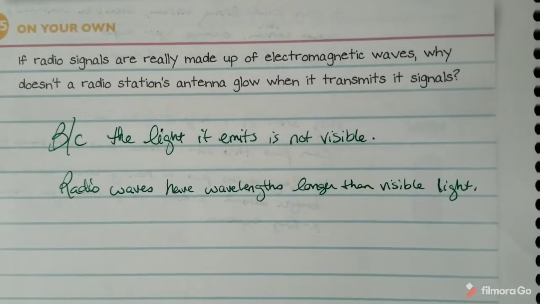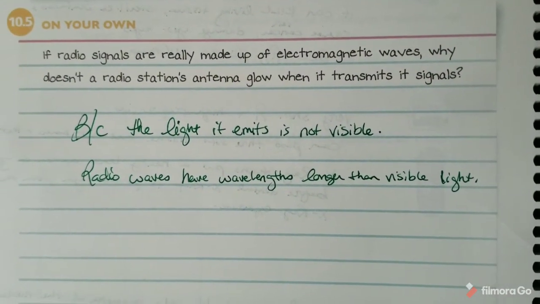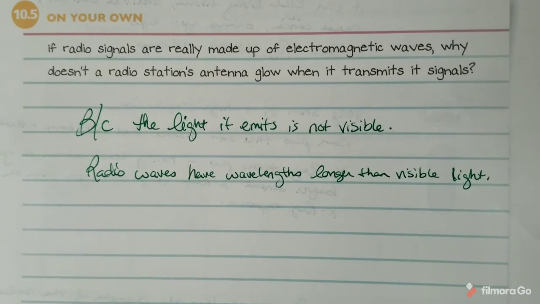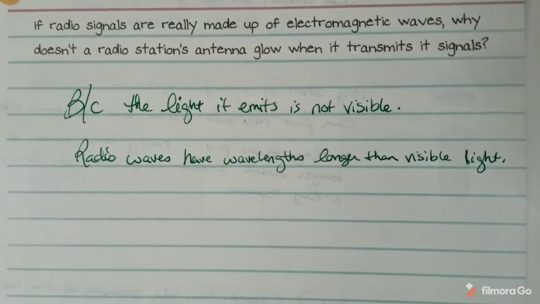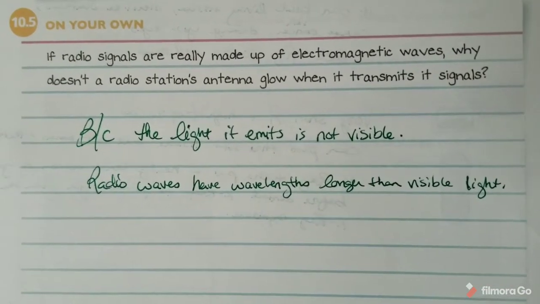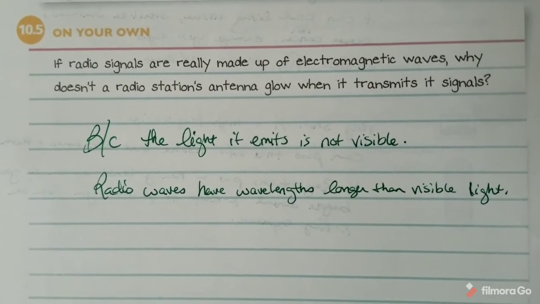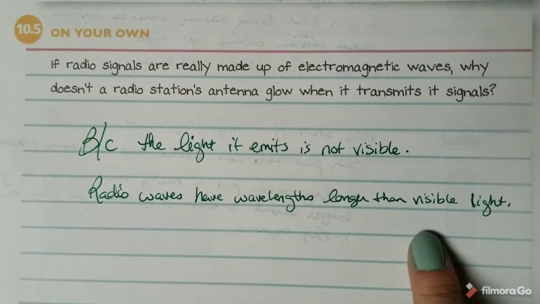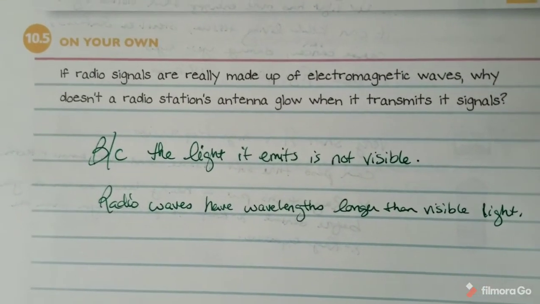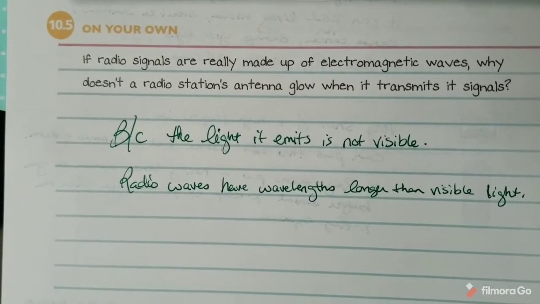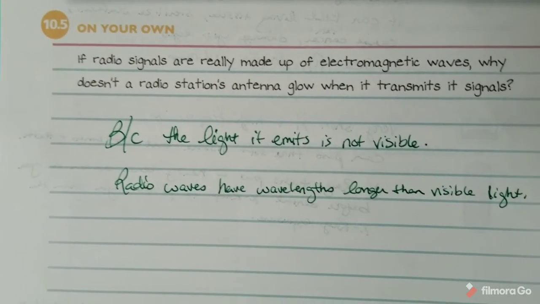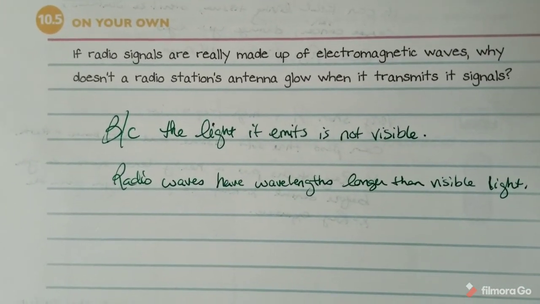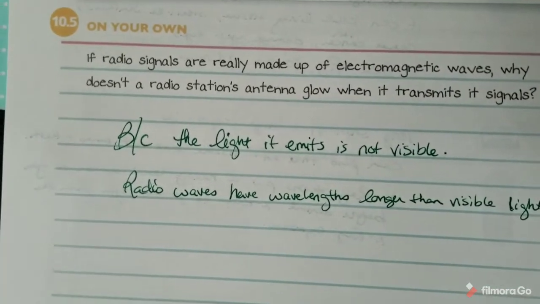And finally, radio signals are really made up of electromagnetic waves. Why doesn't a radio station's antenna glow when it transmits its signals? Well, because the light it emits is not visible. Radio waves have wavelengths longer than visible light. So on that fun note, think about all the waves traveling through the air that we cannot see or feel and really just benefit from.